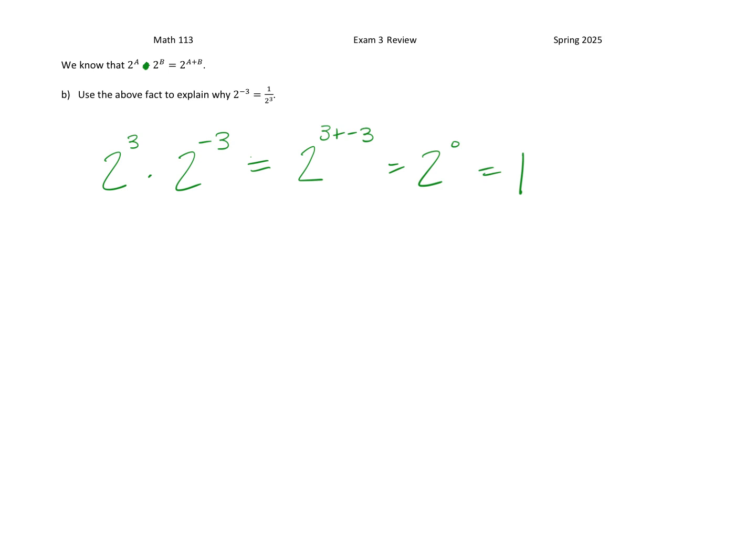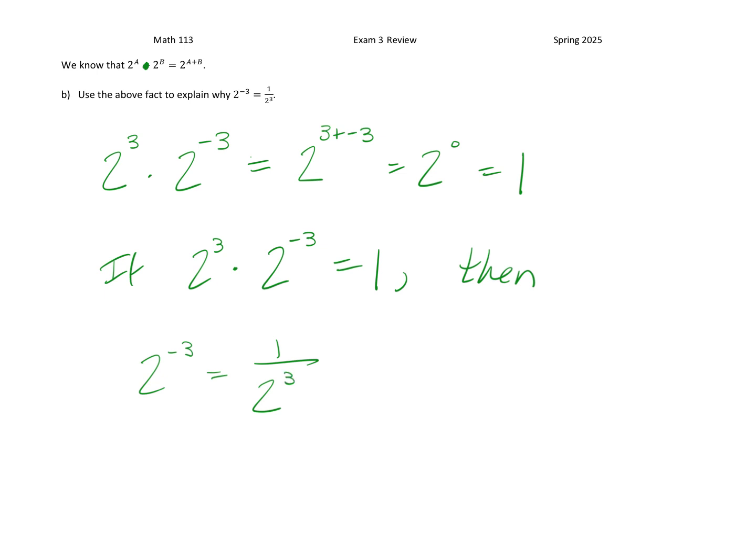Okay, so if 2 to the third times 2 to the negative third is 1, well, what kind of numbers do you multiply together to make 1? And the answer is reciprocals. Okay, so that means that 2 to the negative 3 must be the reciprocal of 2 cubed, or 1 over 2 cubed.